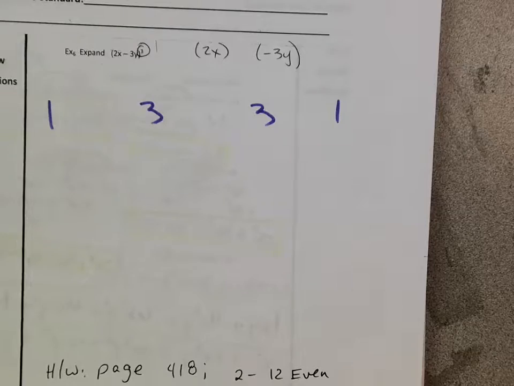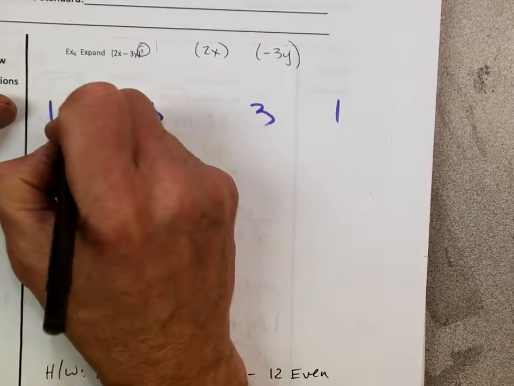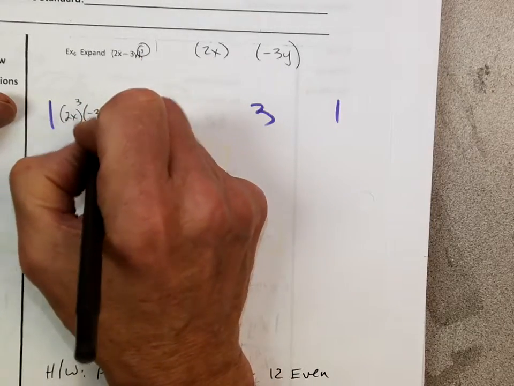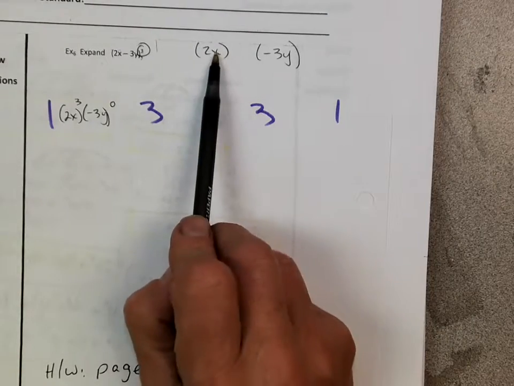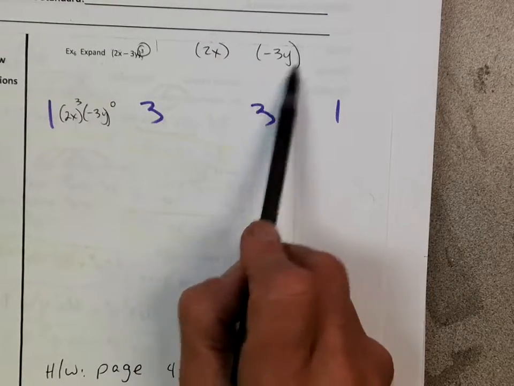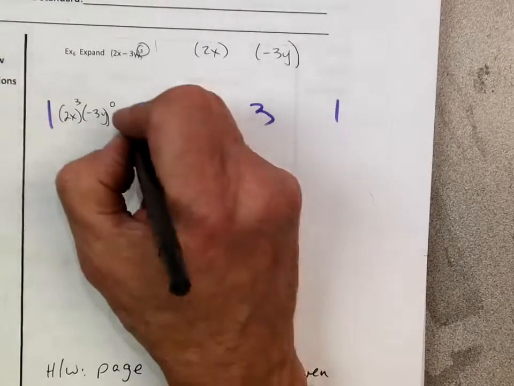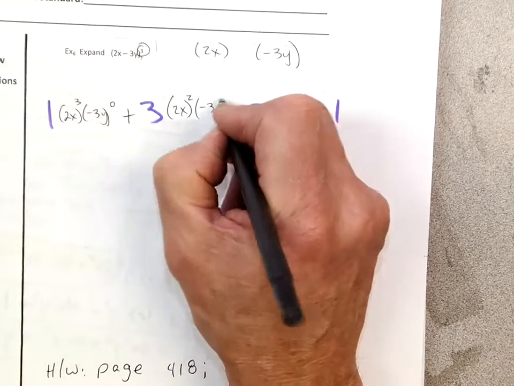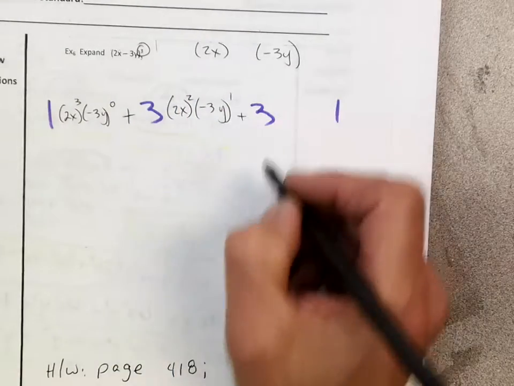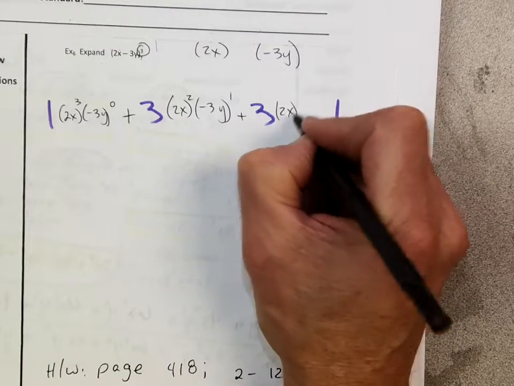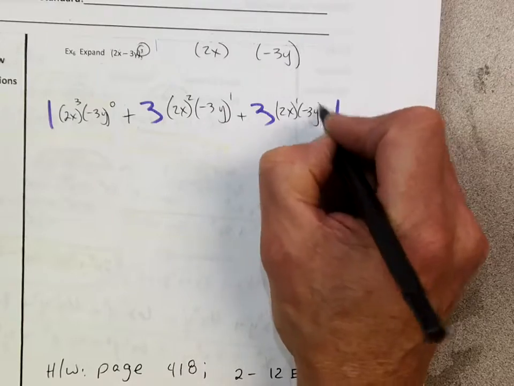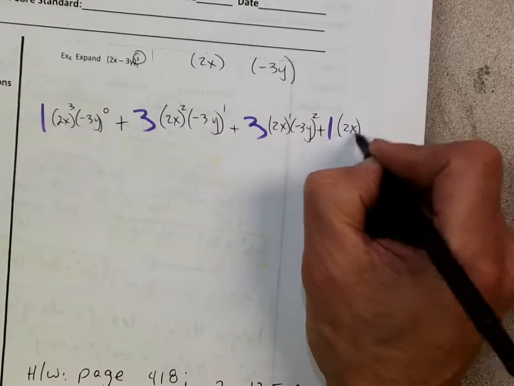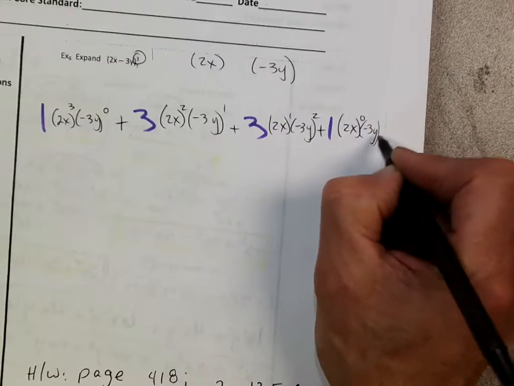So then I'm going to do my progression, but I'm going to do the 2x to the 3rd, negative 3y to the 0. So we're doing the same thing, except instead of just x, we're doing it with a 2x. And instead of just a y, we're doing it with a negative 3y. Same thing. Plus, we're going to go 2x to the 2nd power and a negative 3y to the 1. Plus 2x to the 1 power and a negative 3y to the second power, plus 2x to the 0 power, negative 3y to the third power.